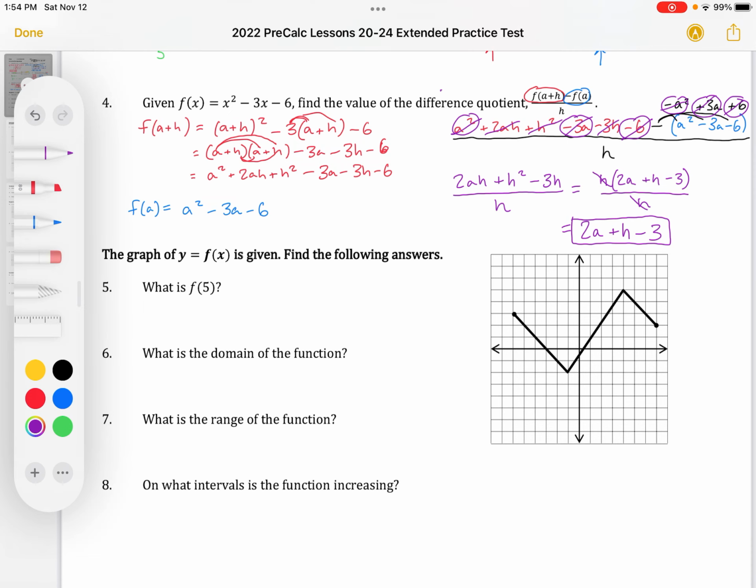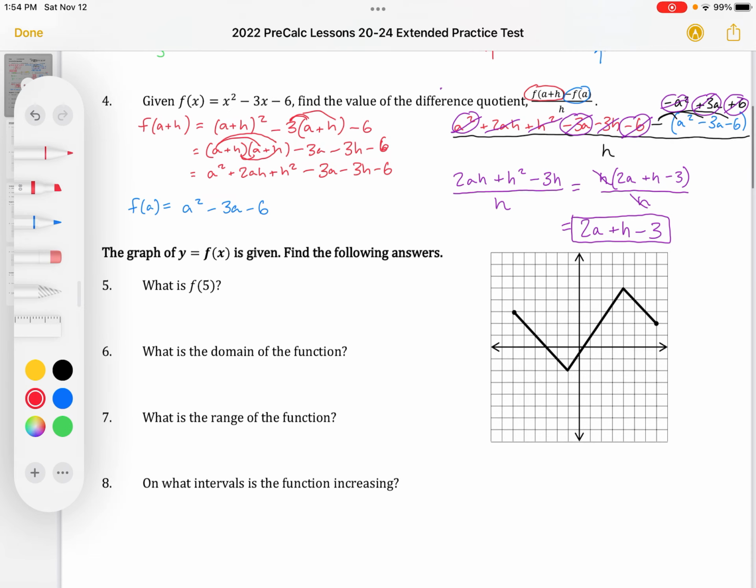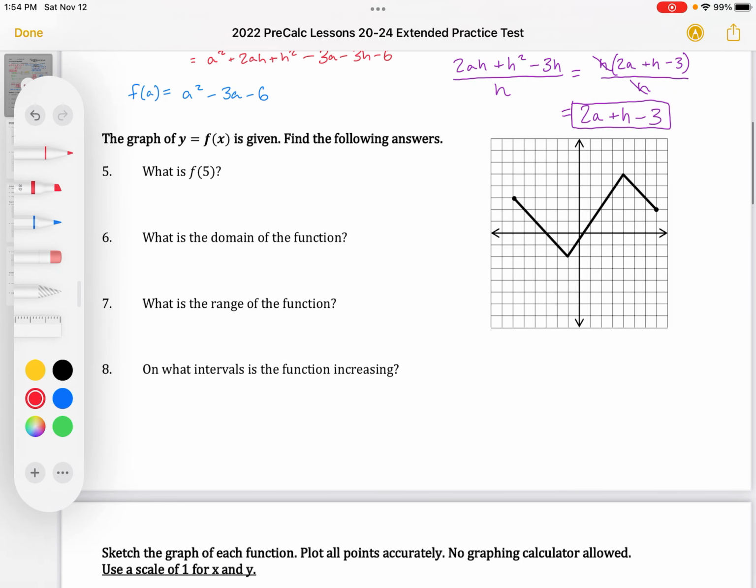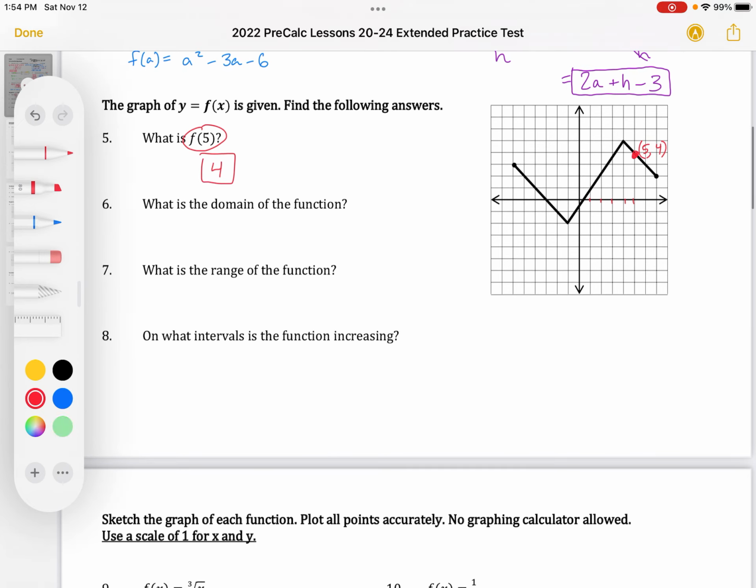All right, the next problem is going to involve a graph. So we are given a graph for this function f of x. And if it says to find f of 5, all that means is you go over 1, 2, 3, 4, 5 to that x value. And then I notice at 5, my function's value is 4. So this answer is just 4. There's no work to show here.